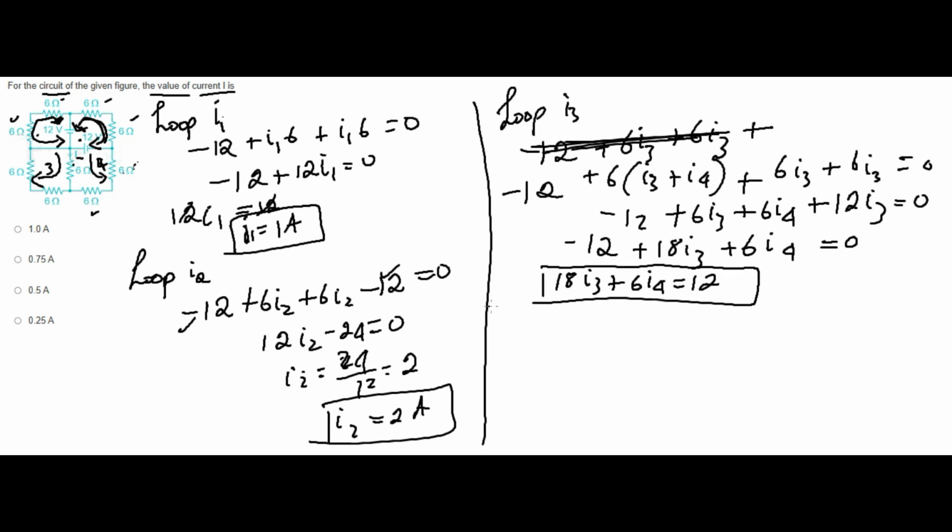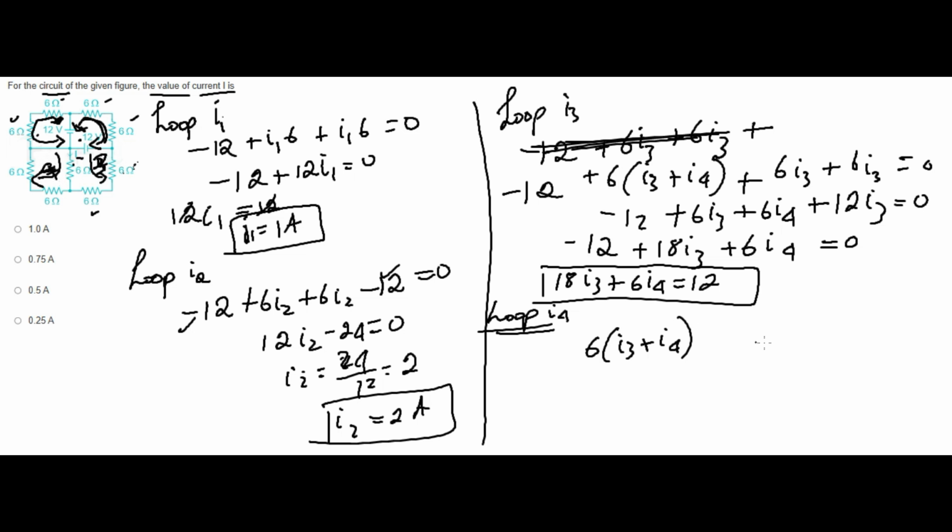Then you can go for the loop I4. Look at this loop I4. You can consider this last opposite, right? In this loop I4, first you take the 6. This 6 is common for both I3 and I4, because in this loop also you're getting 6. This is the fourth loop, and this is the third loop.